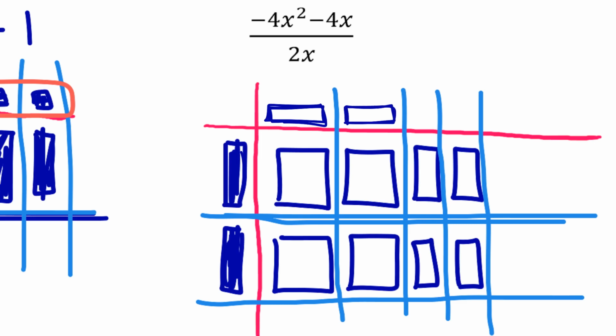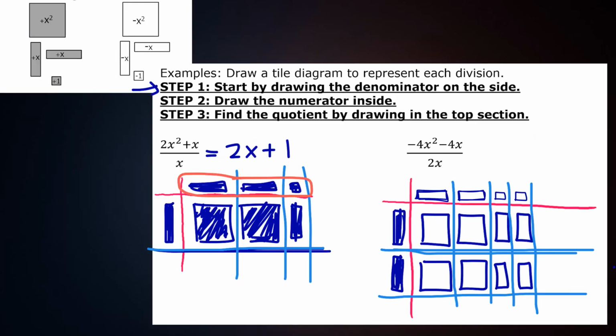All right, next we need to think about x times what is negative x. Well, that's just negative 1. So I draw a negative 1 here and another negative 1 here. And that's it. That tells us our quotient, what I'm circling in red here, is negative 2x minus 2.